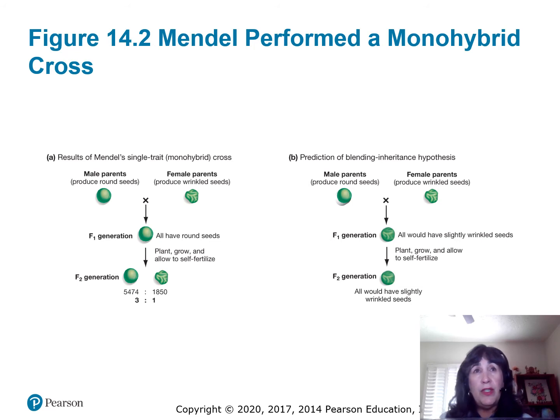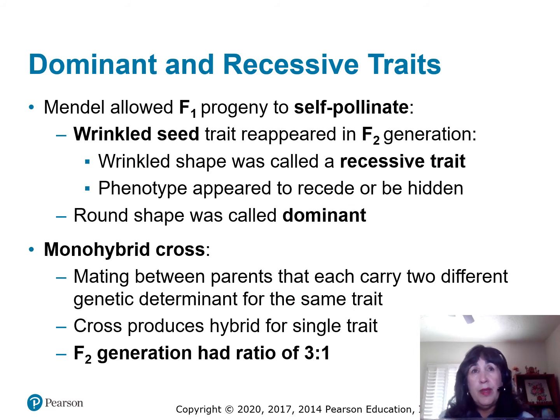Mono meaning one, so it is a one trait cross, and that's all we'll be doing in this class. So notice here in the first example, it's round seeds versus wrinkled seeds, and so let's take a look. He got round versus wrinkled, and he got this 3-to-1 ratio of offspring in the F1 generation. So he did it as a self-pollinated cross, and he also did it as an outcrossing, and he got this 3-to-1 ratio. When we have this 3-to-1 ratio, it indicates that we have dominant and recessive traits.